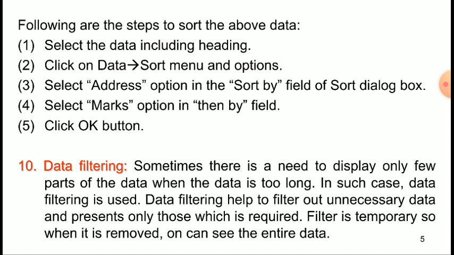Number 10, data filtering. Data filtering means sometimes there is a need to display only a few parts of the data when the data is too long. In such a case, data filtering is used. Data filtering helps to filter out unnecessary data and present only what is required. A filter is temporary, so when it is removed one can see the entire data again. So that is data filtering.